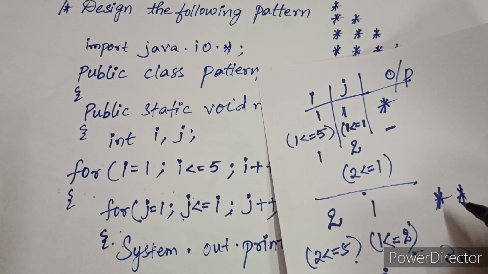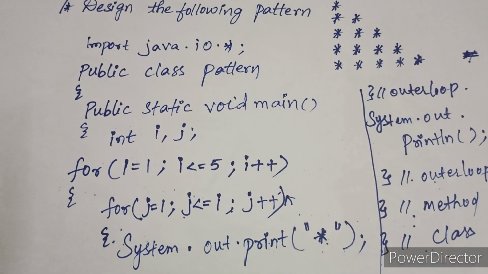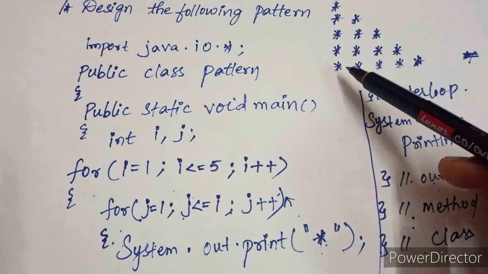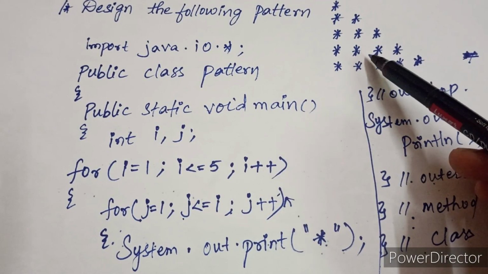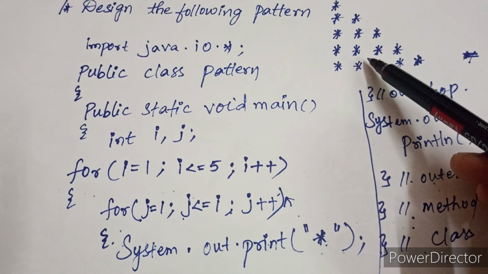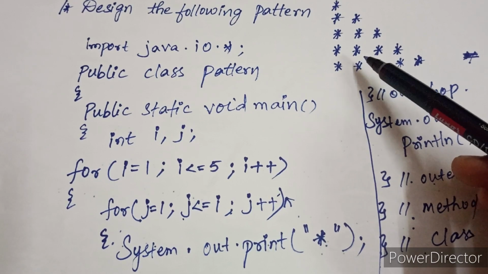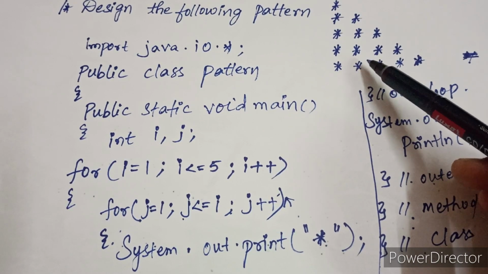In this manner, it will display all these asterisks in a triangle form until the condition becomes false. Hope you will understand. If at all you have any doubt, please send your doubts to me.